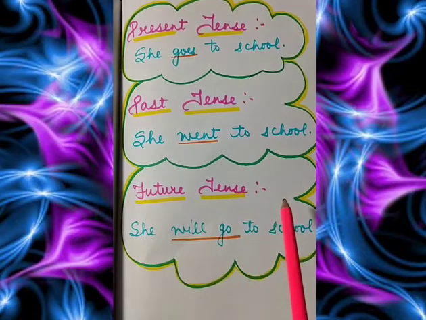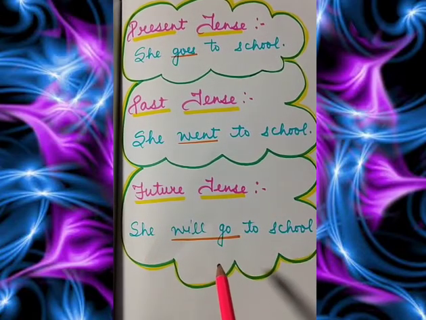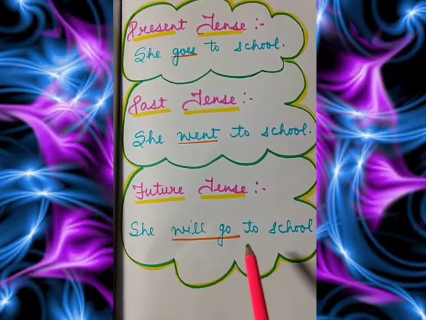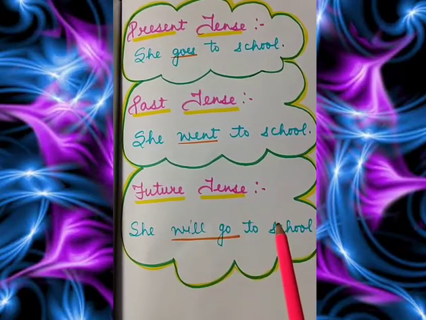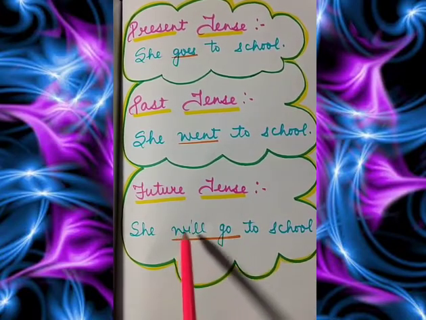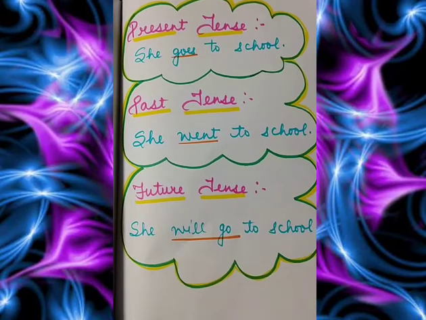Third one is future tense: she will go to school. The action has not yet happened, meaning it is a future action. This sentence shows that the action will take place in the future. So it is will plus first form of the verb.